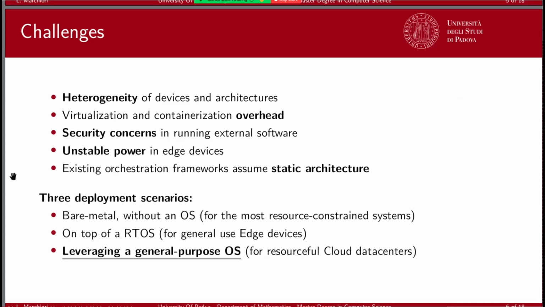So we have 3 deployment scenarios. Bare metal, so nodes that don't have an operating system, which are the most resource-constrained boards. We have boards that have a real-time operating system, which are very used in the realm of edge devices and also, I don't know, IoT. And in the end, we have the use case of deploying software on general purpose OS. So think about servers and data centers. And with my work, I focused most on the last point.